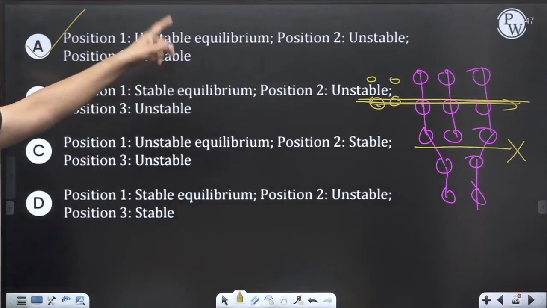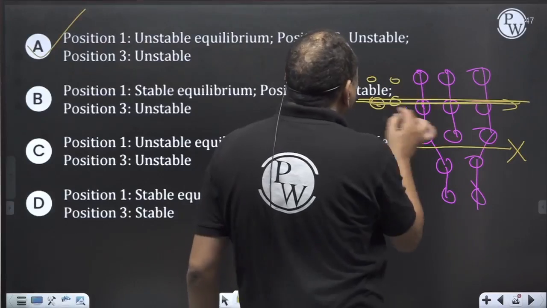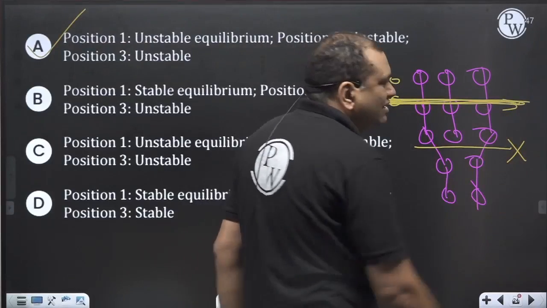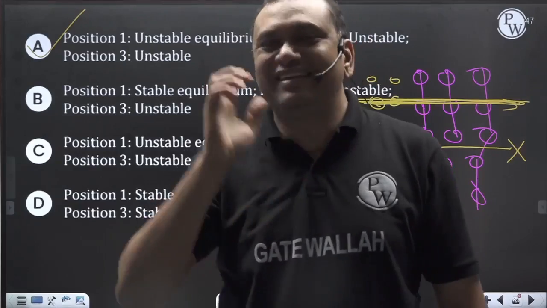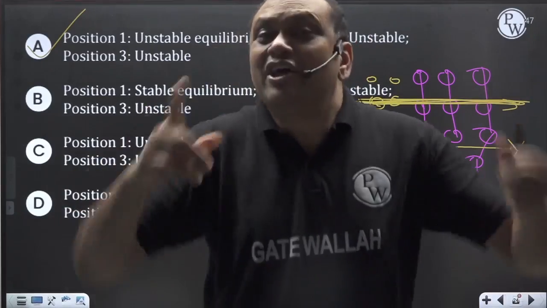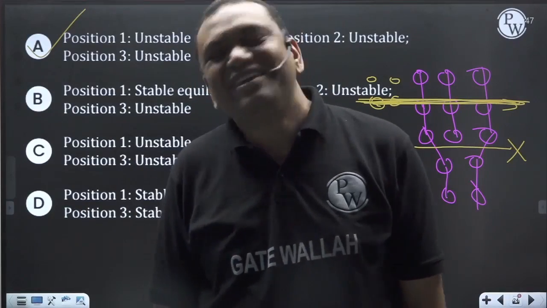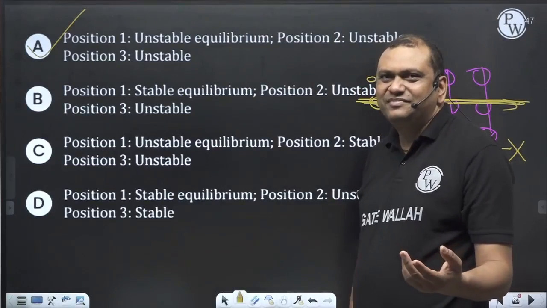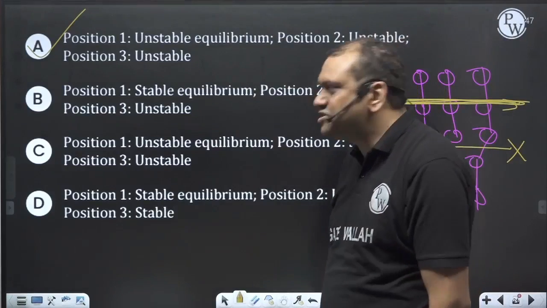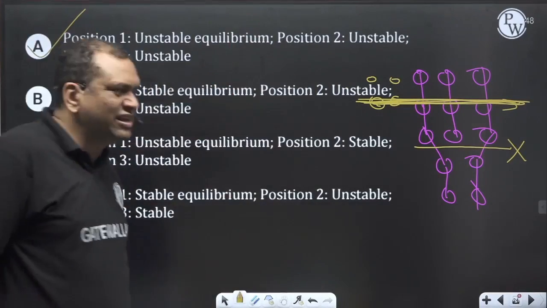Position 1 unstable, position 2 unstable, position 3 unstable. Means all the positions are along this line. These dislocations will be unstable and will keep on moving, because there is no obstruction. Interaction between the two dislocations is repulsive in nature. So anyway, because I have not taught you complete material science and dislocation theory, this question will be a little difficult to handle. So that's the reason I'm quickly glancing over it.